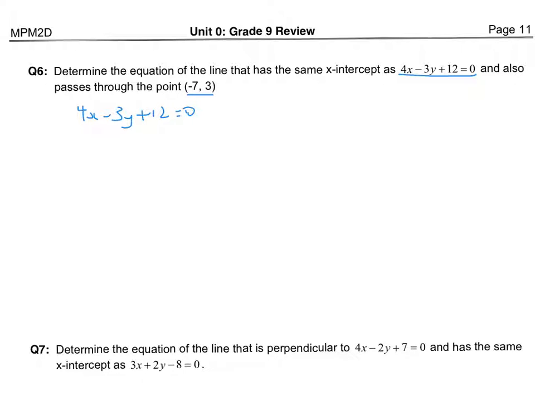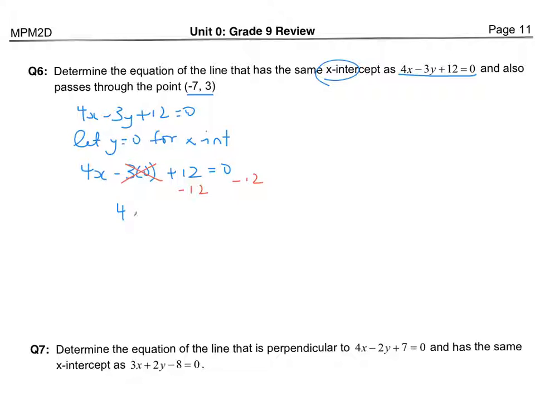And to get the x-intercept, I want to let y equal 0. Okay, anywhere on the x-axis, the y-coordinate has to be 0. So we're going to have 4x minus 3 times 0, so that really just becomes nothing. And then plus 12, 3 times 0 is 0. And then I could subtract 12 from both sides. And we get 4x is equal to negative 12.